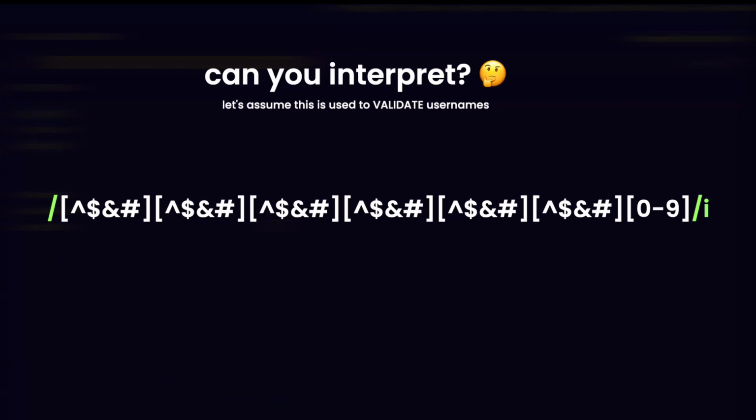In this lesson, I have just one assignment for you. Let's say we have this pattern and want to use this pattern to validate the username that a user enters. This pattern has 6 negated character classes and 1 normal character class. Can you interpret what this pattern means? Again, pause the video and try to figure out the interpretation before I share the answer.